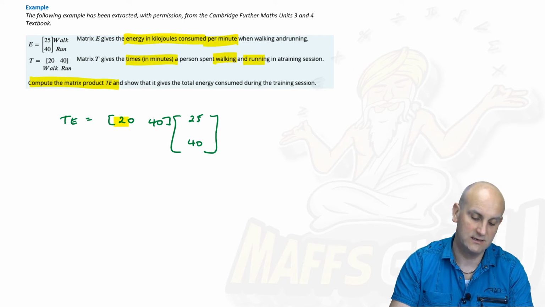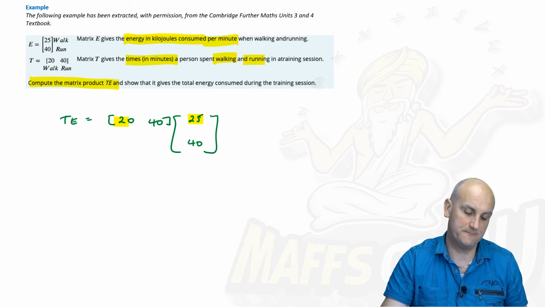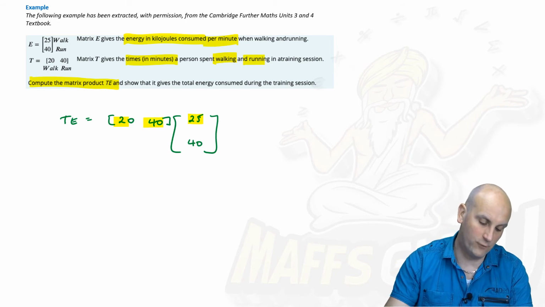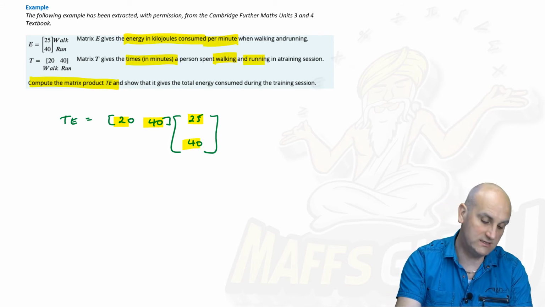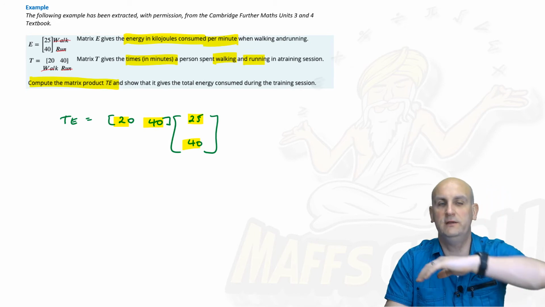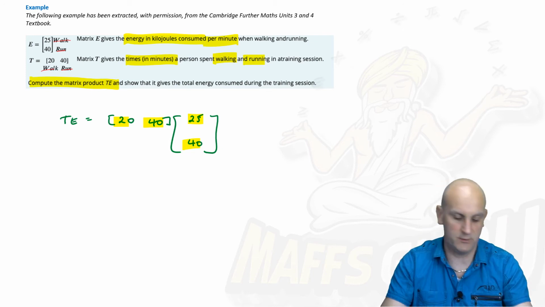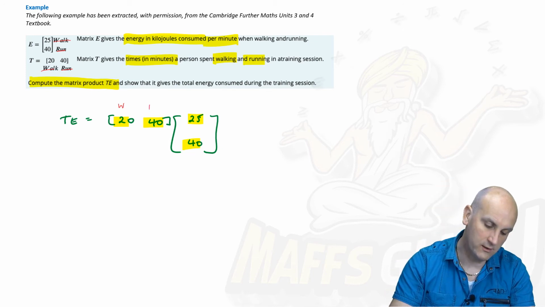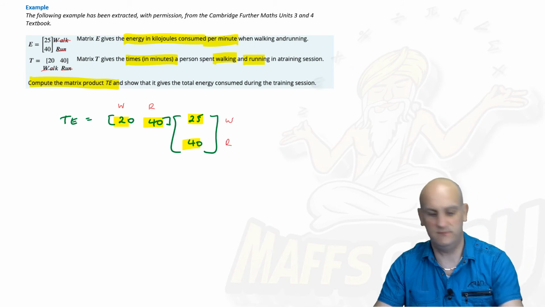So 20 minutes with 25 kilojoules per minute for walking, and 40 minutes running at 40 kilojoules per minute. Now again, notice the order of these things, yes? Walking, running, walking, running. So we have to make sure the order of these numbers in our matrix actually correspond, right? So that's walk and run, walk and run. Now you can say, why is that important to me? It's coming up in later videos.